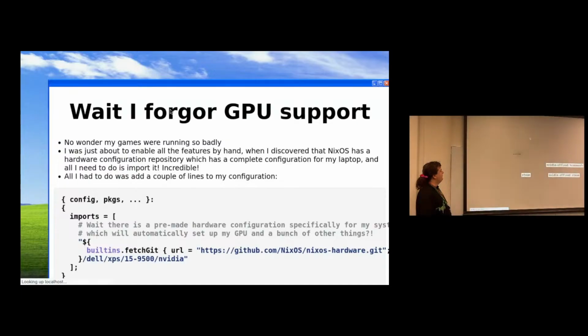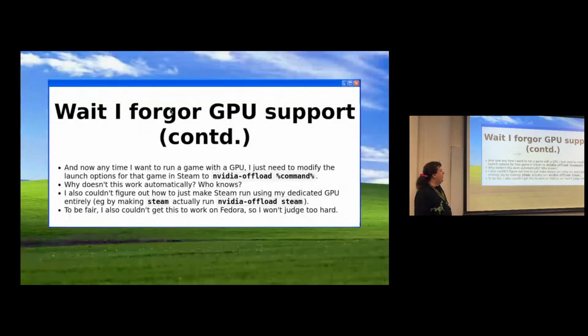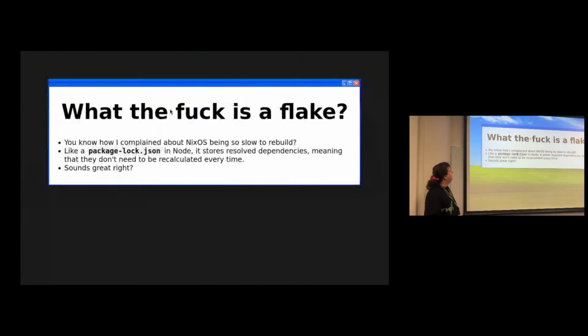That's really cool. But also, the one problem is that now whenever I want to run a game with the GPU, I need to modify the launch options in Steam to say NVIDIA offload and then whatever the run command is. Why doesn't that work automatically? Who knows? I also couldn't figure out how to make Steam just detect the GPU by itself. But to be fair, I couldn't get that working in Fedora either, so I won't judge too hard.